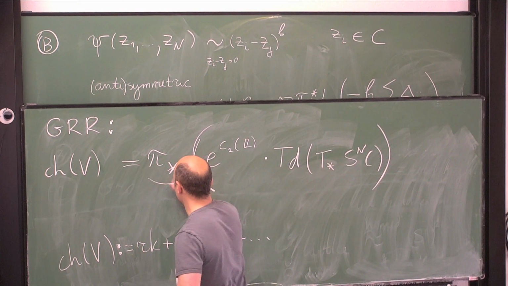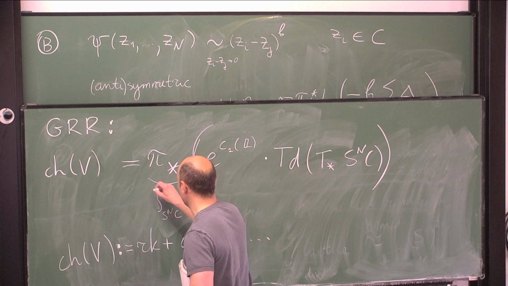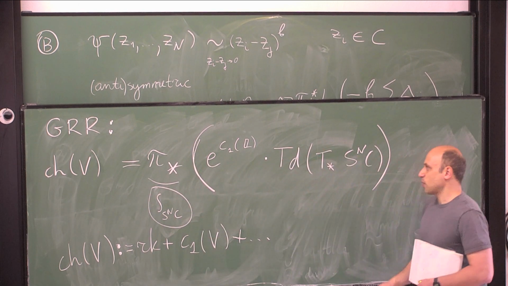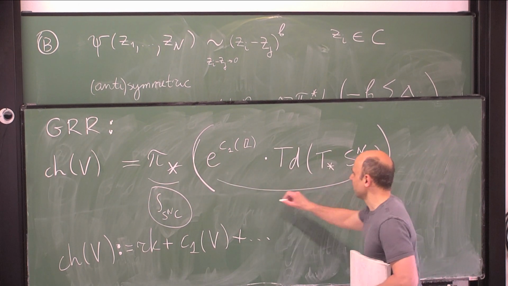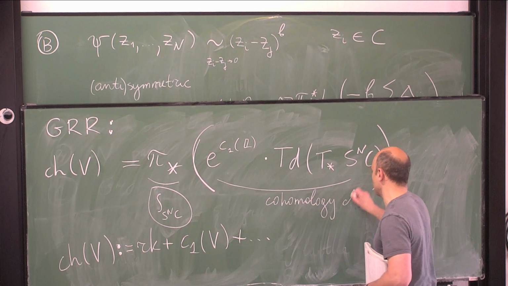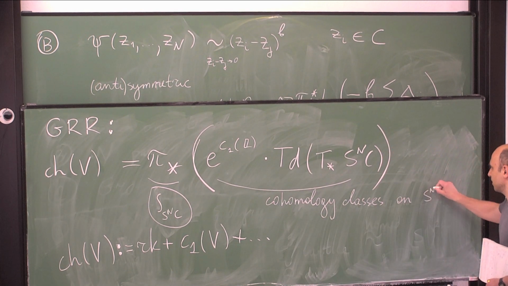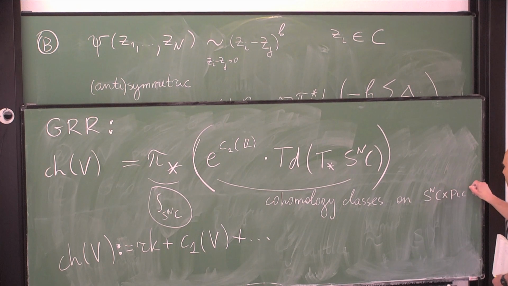So this is integration over the symmetric power of C, and all these are cohomology classes on the product. So if you are not used to cohomology classes, you can think of them as closed differential forms, and then you integrate those forms over the fibers.